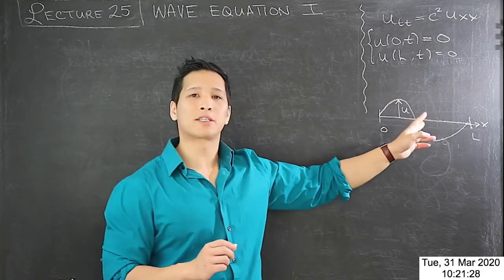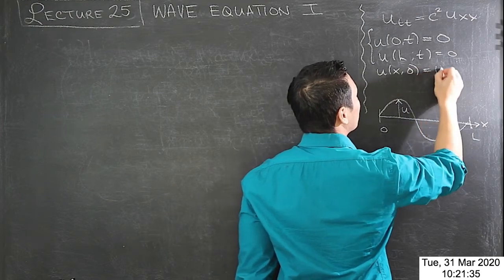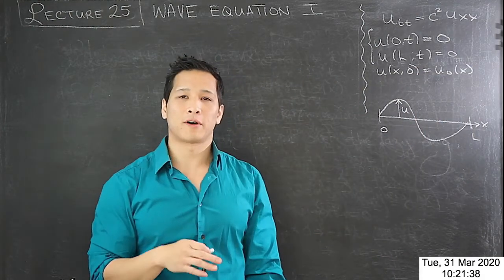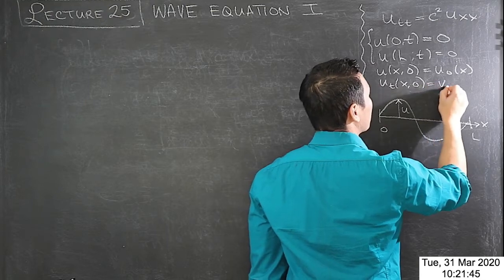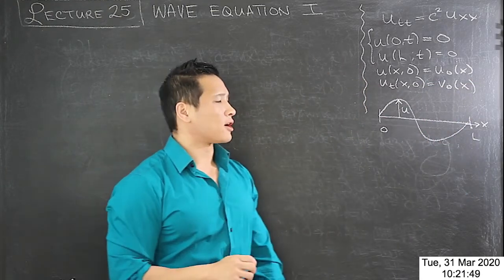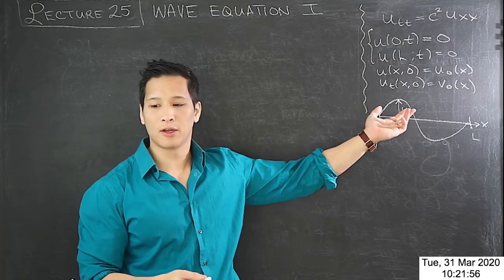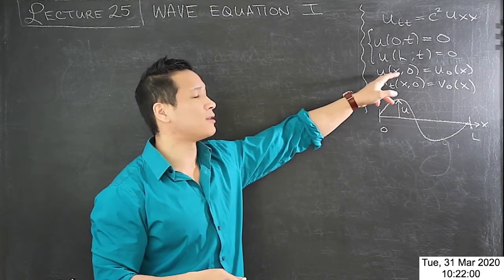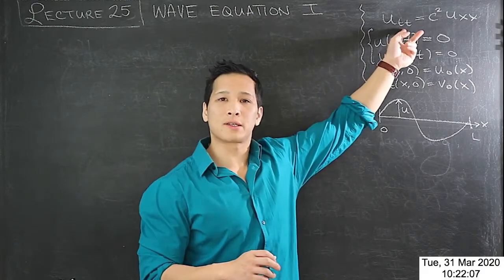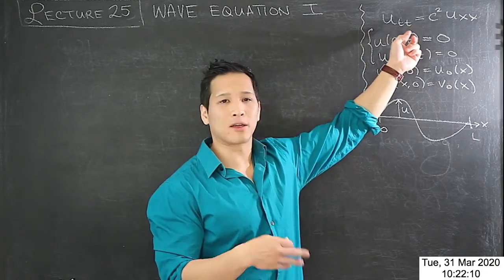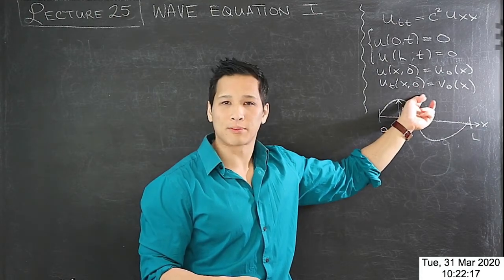Then we need to specify the initial position of the string, so that will be U(x,0) being u_0(x). And I also need to specify the initial velocity of the string, so that's U_t(x,0) being v_0(x). The initial velocity of the string is what differentiates this set of PDEs from the heat equation. In the heat equation, you only needed the initial temperature. Here, because the wave equation is second order in time, it's a U_tt, then just like in ODEs, you need two conditions in time, so you need the initial position and also the initial velocity of the string.